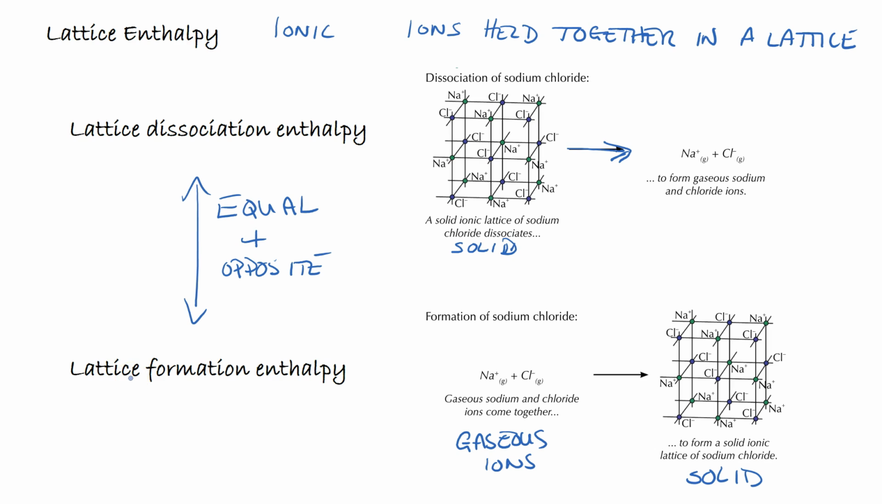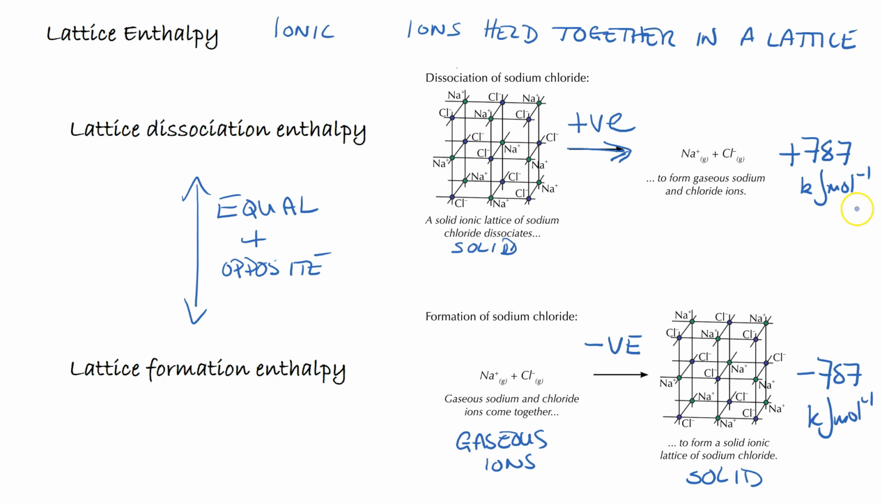With lattice formation enthalpy we're looking at bond forming, so this is always an exothermic process and has a negative value. The lattice dissociation enthalpy is bond breaking and therefore is always an endothermic process, with a positive enthalpy change. I've just updated the picture here with the two values: plus 787 kilojoules per mole and minus 787 kilojoules per mole for those two lattice enthalpies.